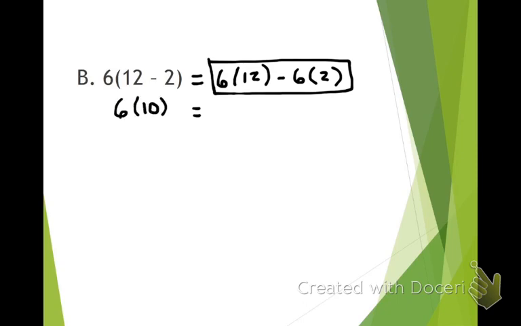Now what should I do on the right-hand side? 6 times 12 is? 78. Good job. What else? Minus 12. Excellent work. Okay, thank you for keeping the minus sign and not changing it to a plus.